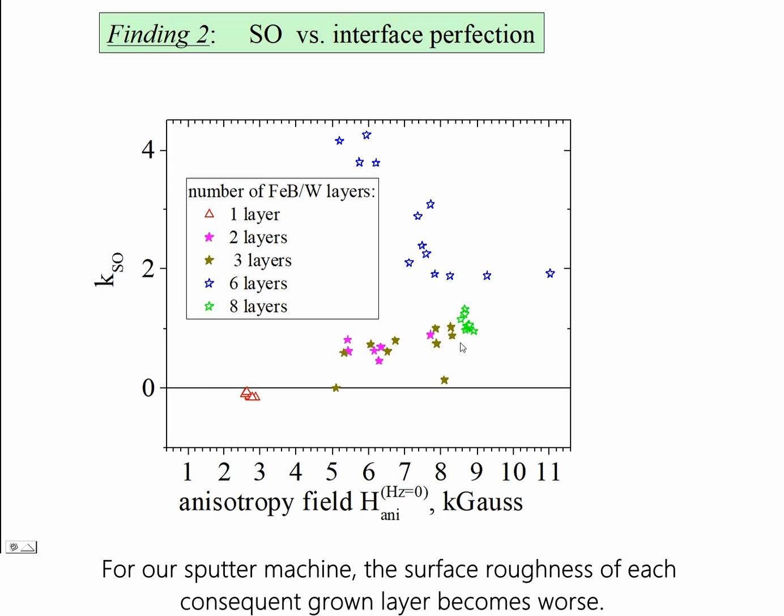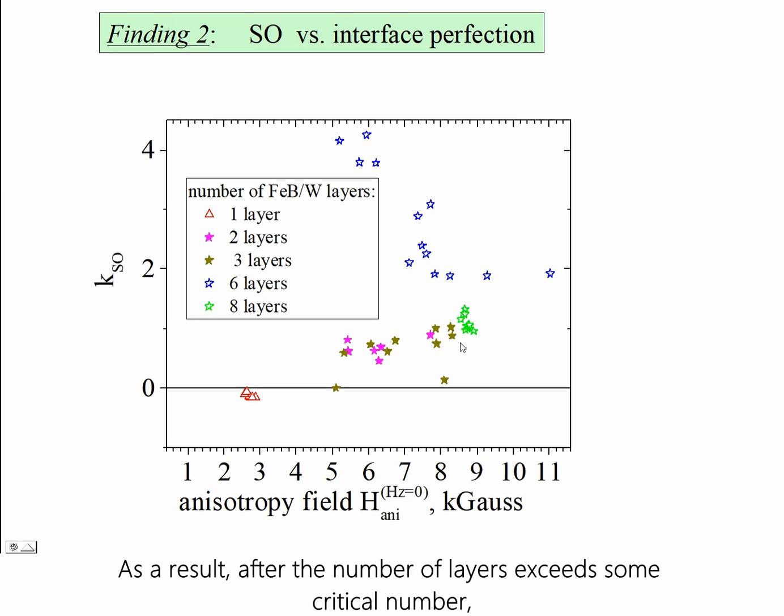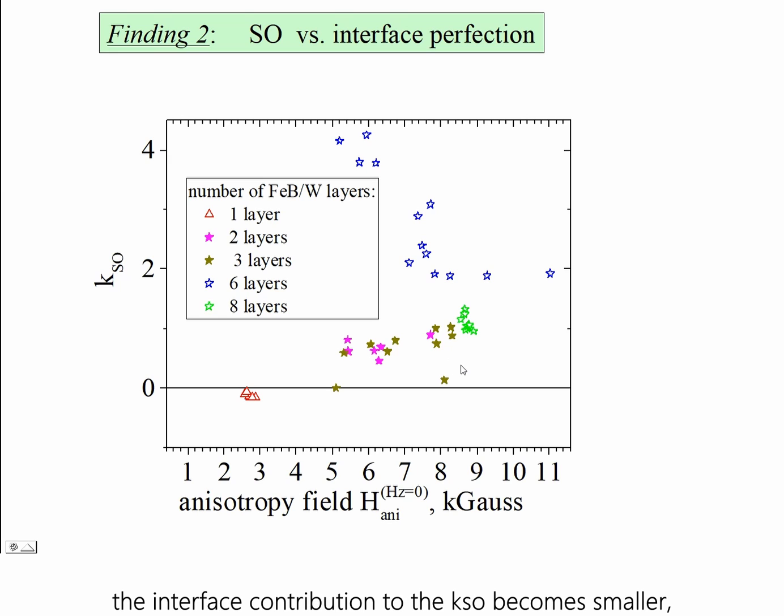For our sputtering machine, the surface roughness of each consequent grown layer becomes worse. As a result, after the number of layers exceeds some critical number, the interface contribution to coefficient of spin-orbit interaction becomes smaller. The bulk contribution dominates, and in total, coefficient of spin-orbit interaction reduces.